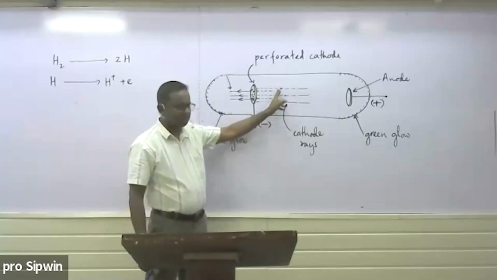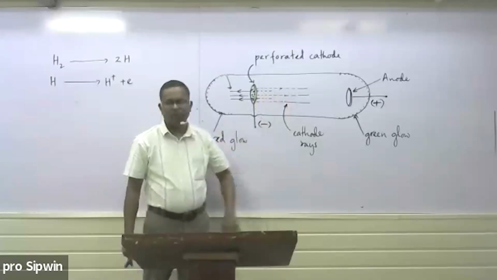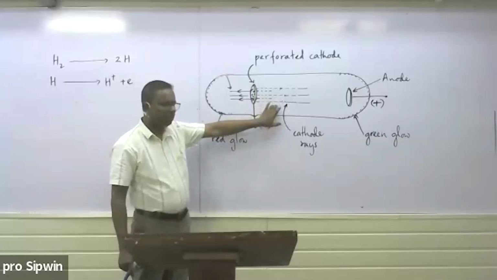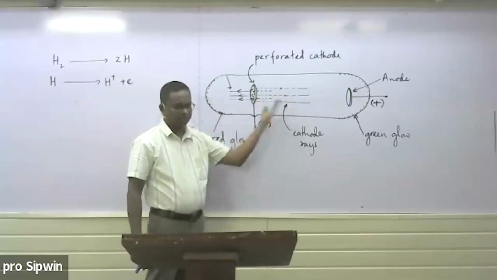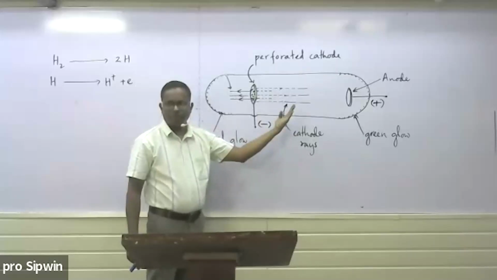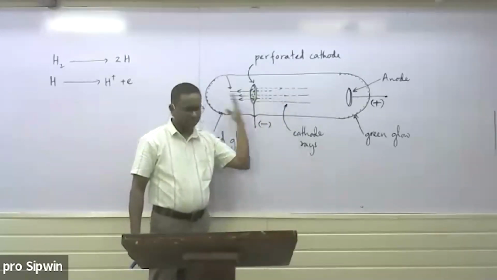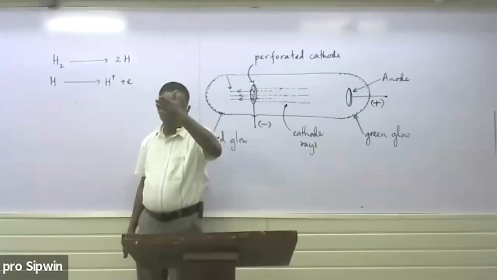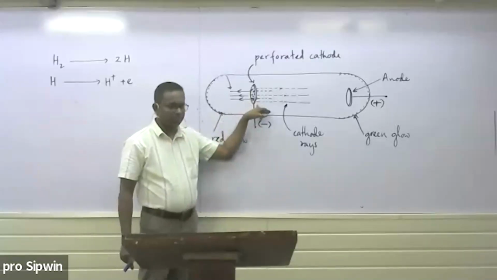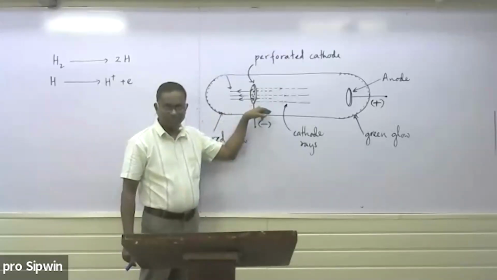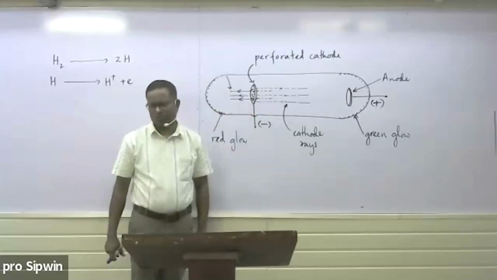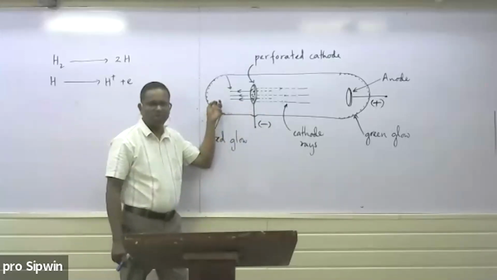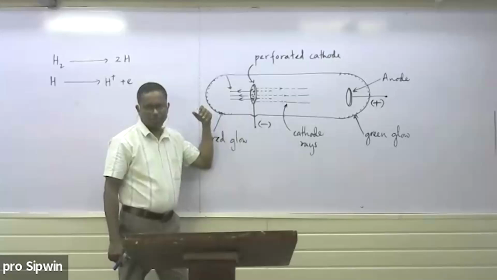Now the H plus ions are produced in this region, and the cathode is negatively charged. Because of that, the positive particles start to accelerate to this side. As a stream, all those positive particles move towards the cathode. Because the cathode is perforated, they can move through the holes. When they move through the holes, they can collide with the wall. That is why the red glow is possible.